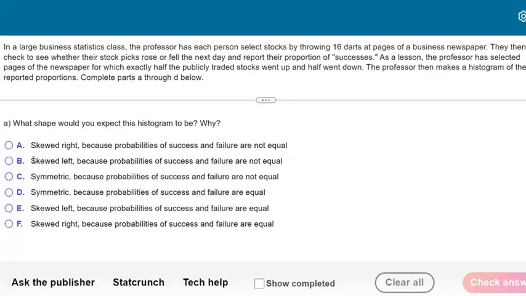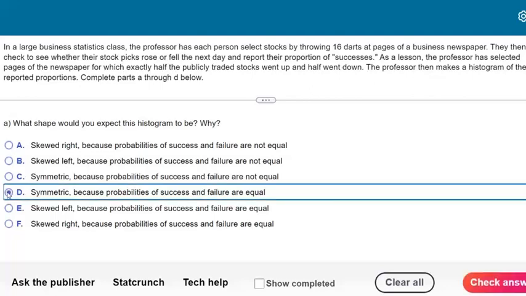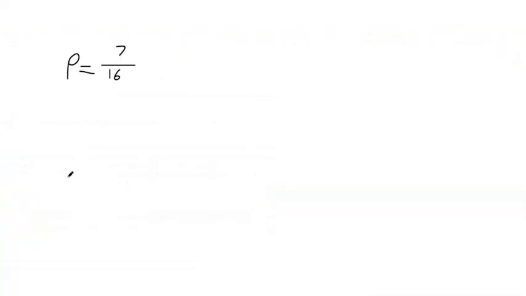So that's the same reason that this one isn't true. We'd say that we'd estimate it to be symmetric because the probabilities of success and failure are equal. If it was a probability of 0.8 that you get a stock right and 0.2 that you get the stock wrong, then you're talking about a skew. And to figure out which direction that skew is in, you could try out some numbers.